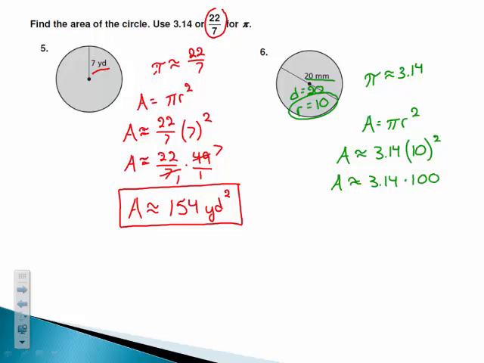10 times 10 is 100. And if you remember, we can multiply 3.14 times 100 just by moving our decimal over twice. If you don't remember that, that's okay, but if you do, that's awesome. So 314 millimeters squared, and that's your answer.